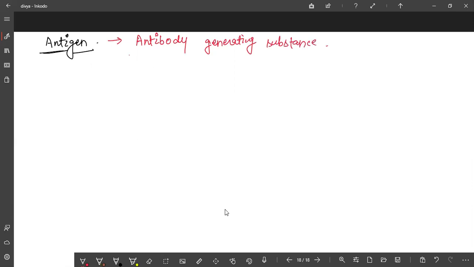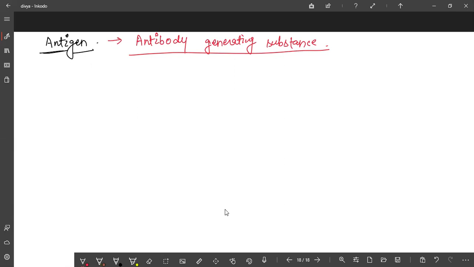So these are the substances, or you can say microbes or pathogens, that help in the production of antibody generation. So antigen, in short, is an antibody-generating substance. Is it clear to you?